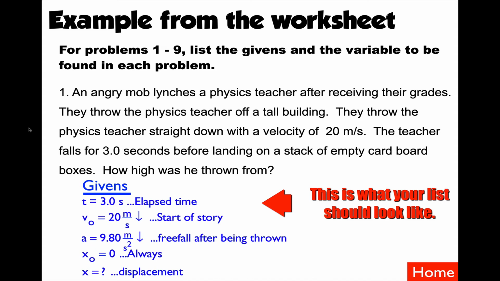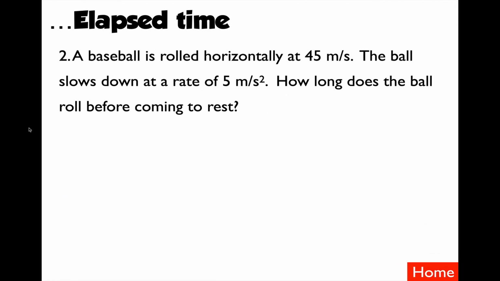Second example problem. A baseball is rolled horizontally at 45 meters per second. The ball slows down at a rate of 5 meters per second squared. How long does the ball roll before coming to rest? Start with unit clues. Horizontally, 45 meters per second. So I've got direction, I've got magnitude. That's great, and that's velocity. Unit clues, 5 meters per second squared. That's the acceleration, so that's easy.